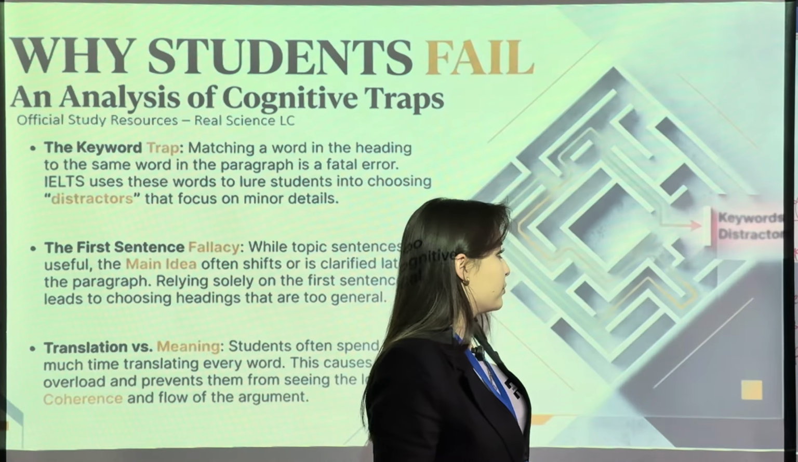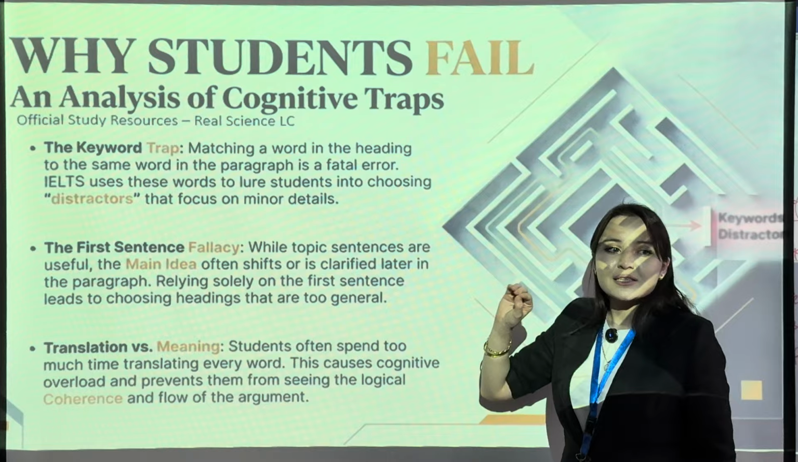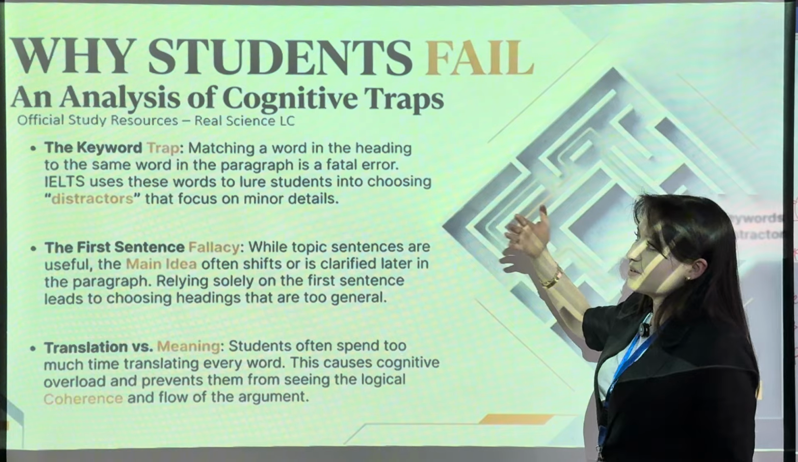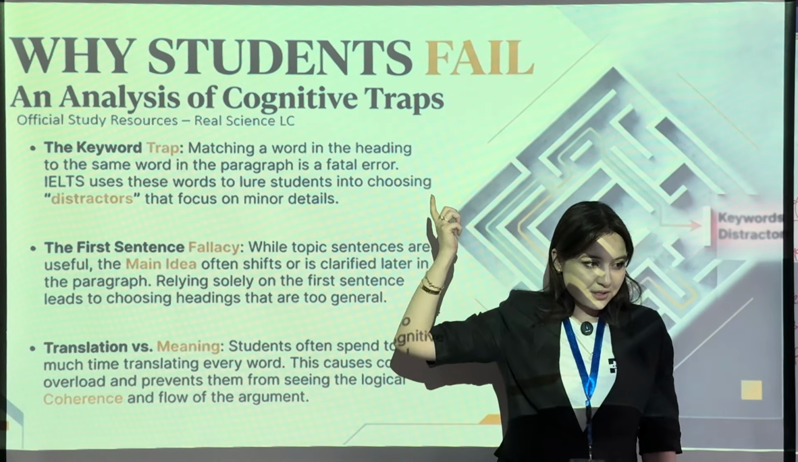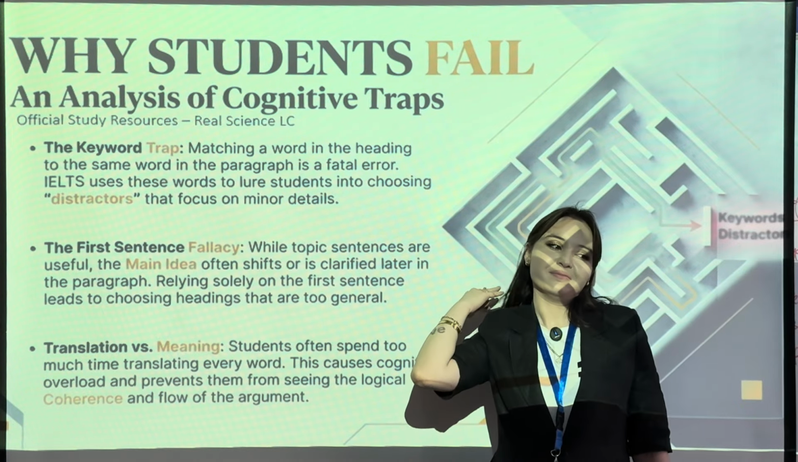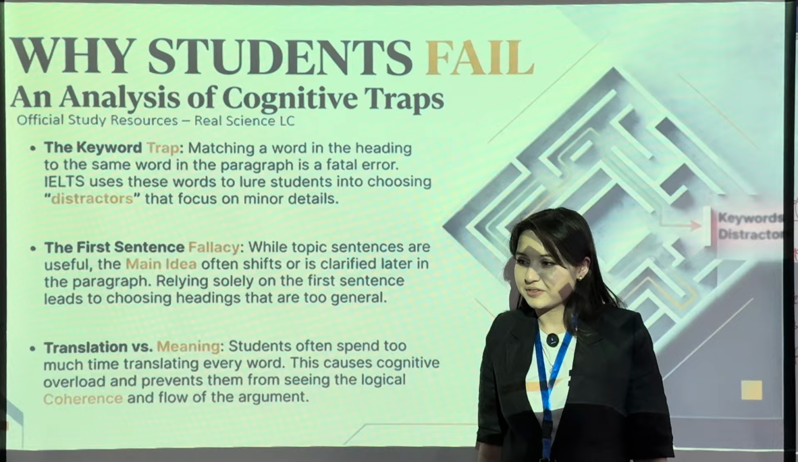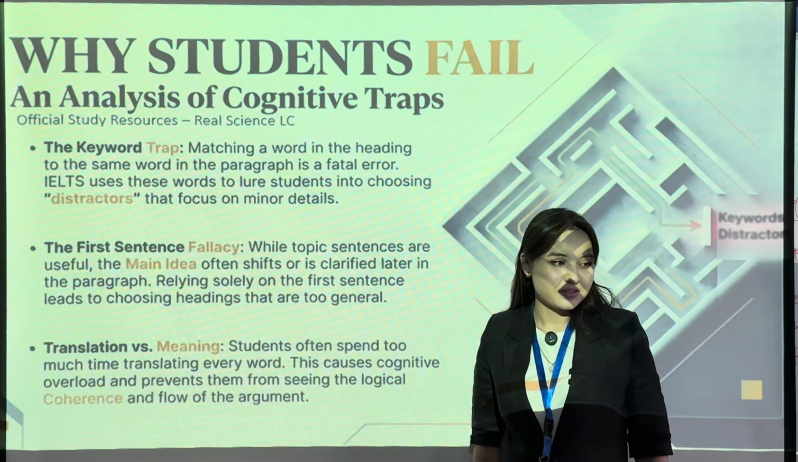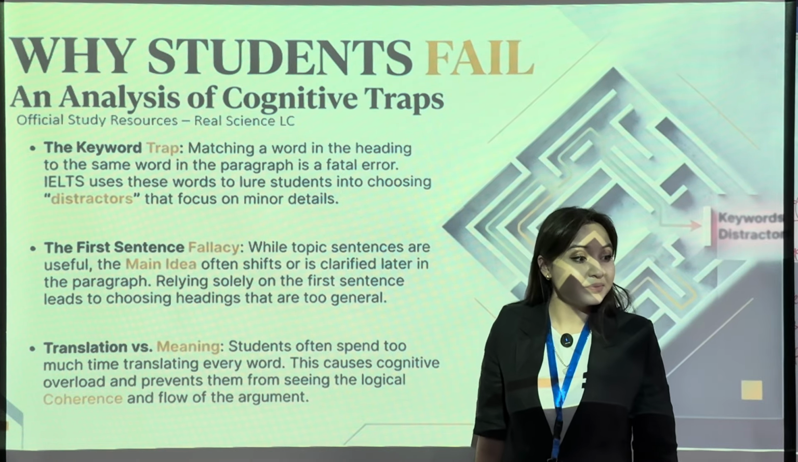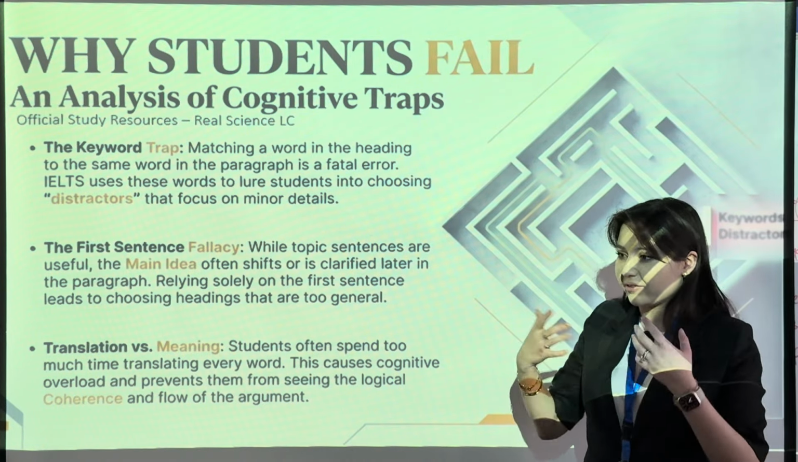They are very similar. So here, why students fail? This is about an analysis of cognitive traps. What do cognitive traps mean? What traps? Cognitive. What does cognitive mean? It's like intellectual, when you think. Yeah, this is something that is related to our intellect, right?